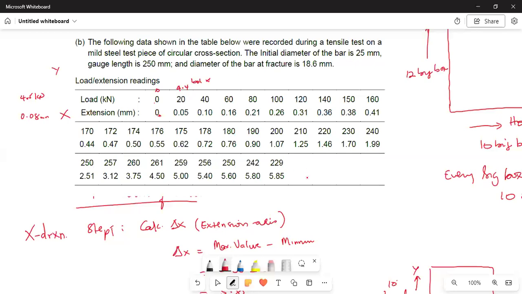So always you start counting the boxes from the origin. That's what you should note. Okay? Any question?